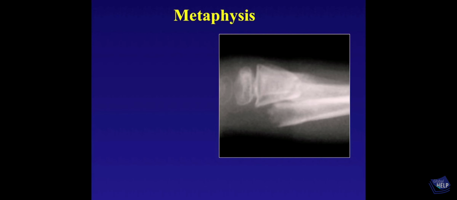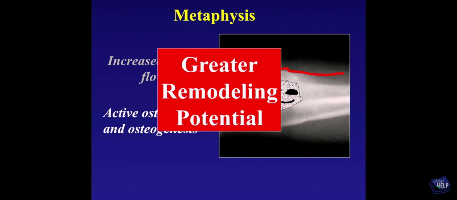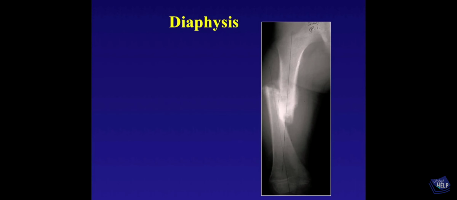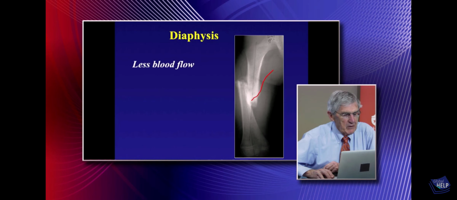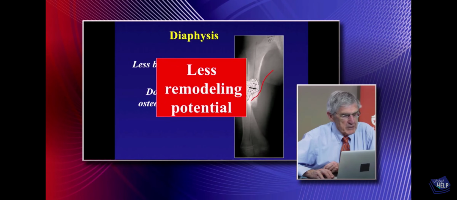Now, in the metaphysis, we have increased blood flow. So we have a lot of osteogenesis and osteoclasis. And so we have a very awake bony structure. We have a greater remodeling capacity. In the diaphysis, what's going on? Well, they've kind of gone to sleep. You have less blood flow, and you have kind of dormant osteogenesis, and so you have less remodeling capacity.